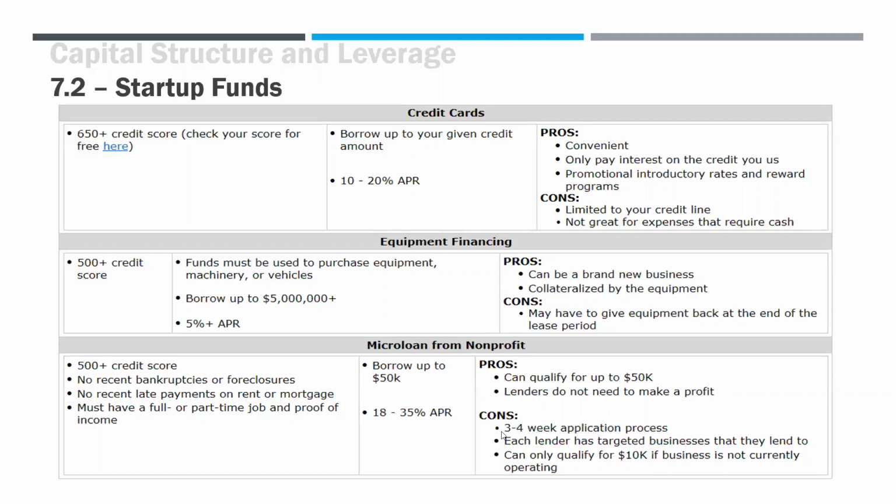So some of the downfalls, it can be a long application process. And 50,000 is the most you can qualify for. Sometimes it's less. And less is not as good.